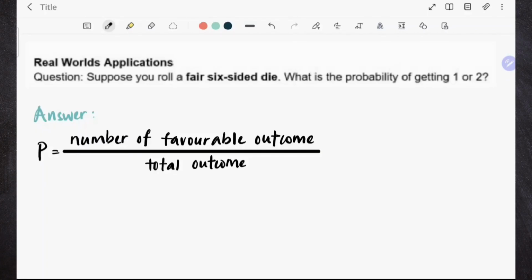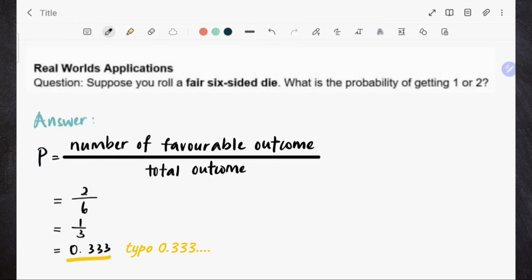Real world application. Suppose you roll a fair 6-sided die. What is the probability of getting 1 or 2? You may try it yourself first before revealing the answer. Probability is the number of favorable outcomes divided by the total outcomes. So in order to get 1 or 2, our number of favorable outcomes is 2, and our total outcomes is 6. Then we simplify this fraction into 1 over 3, and then we convert it to a decimal, which is 0.333. This decimal repeats forever, so it's a repeating decimal.